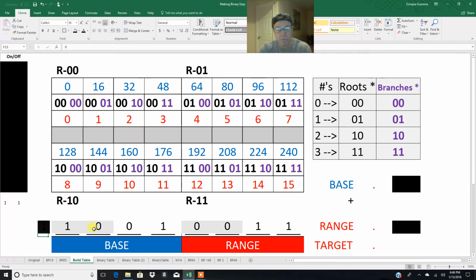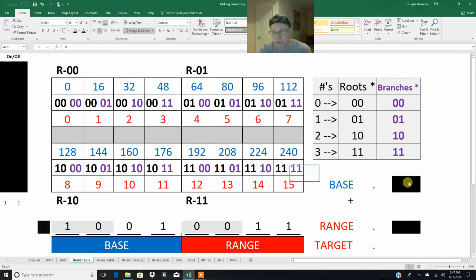Okay, this is going to be really, really easy. You got the binary number 1001 0011. Now we know that these 4 are in the base, these 4 are in the range, so we always do the base first. The first thing I want you to look at is the root. Well, here's the root, 10. You don't have to look everywhere in the table. You know that 10 is one of these 4 numbers. And then you look at 01. There it is. So you found your base.